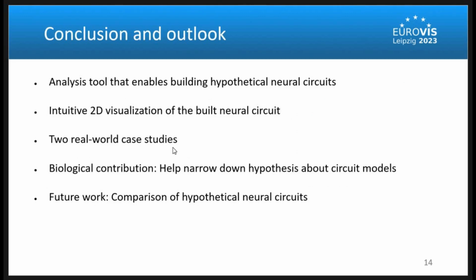In summary, we presented a visual analysis tool that allows neuroscientists to quickly extract those pieces of information that are relevant to their research questions. We showed the applicability of our tool on 2 real-world case studies. As a biological contribution, we helped neuroscientists to narrow down hypotheses about circuit models. Given different ontological trees and variants of anatomic reconstruction, we will allow neuroscientists to compare hypothetical neural circuits in future.